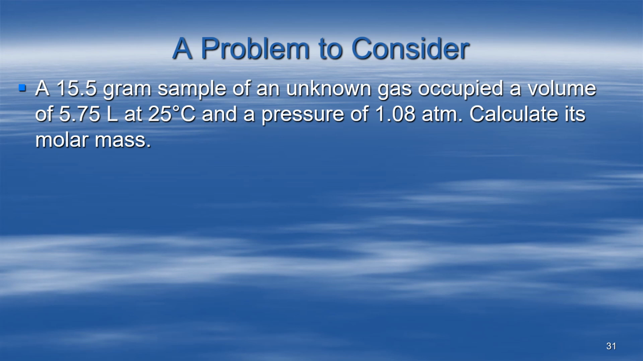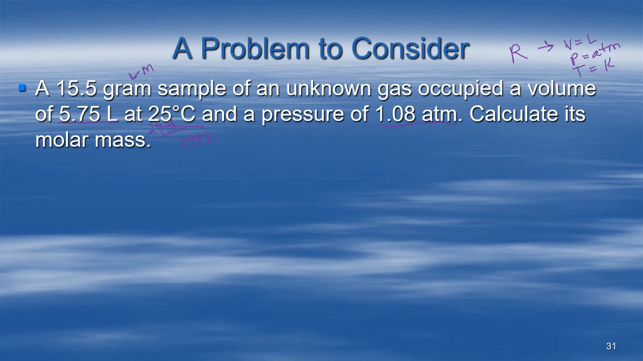We have a 15.5 gram sample, so that's our mass, of an unknown gas. It has a volume of 5.75 liters. Don't forget, since we're using R, we want volume in liters, pressure in atmospheres, and always temperature in Kelvin. Some of my problems look too easy because I already have it in atmospheres and liters. For the temperature, we just add 273, which makes 298 Kelvin.